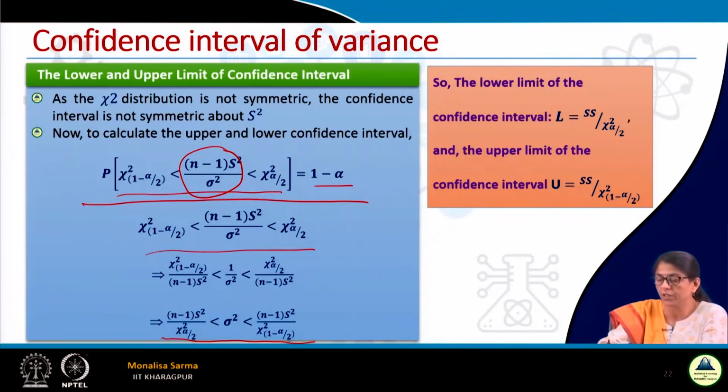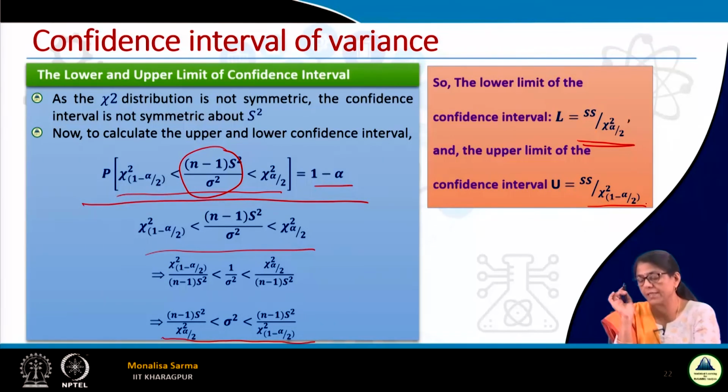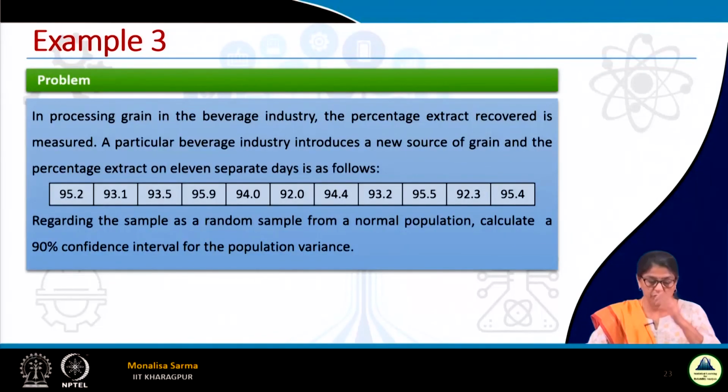The lower limit is n minus 1 s square by chi square alpha by 2, or I can say SS by chi square alpha by 2. This is my lower limit. What is my upper limit? It is SS by chi square 1 minus alpha by 2. This is my upper limit. So we will see a problem for that.